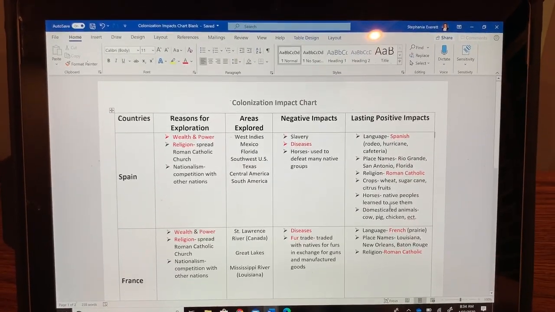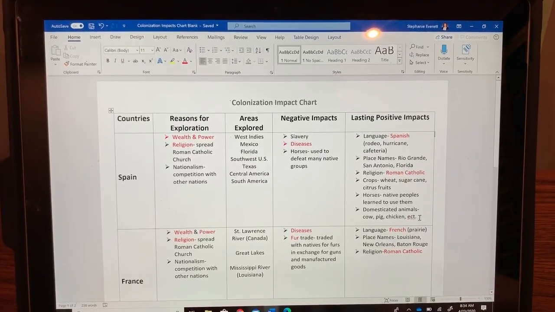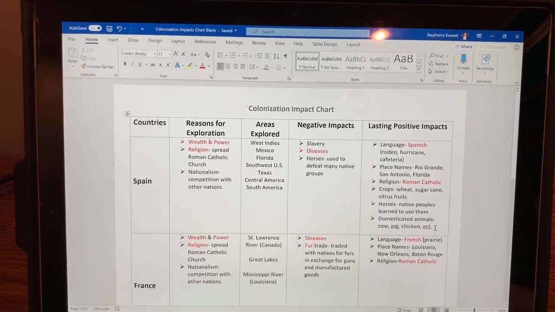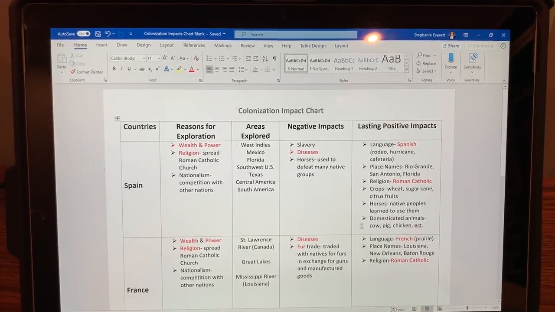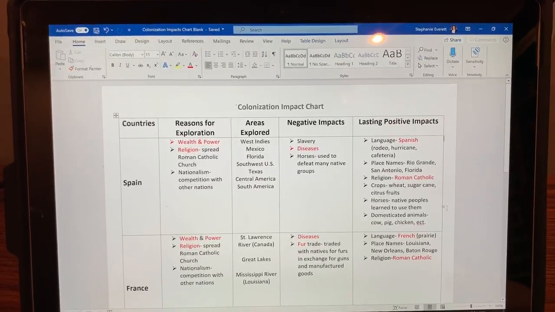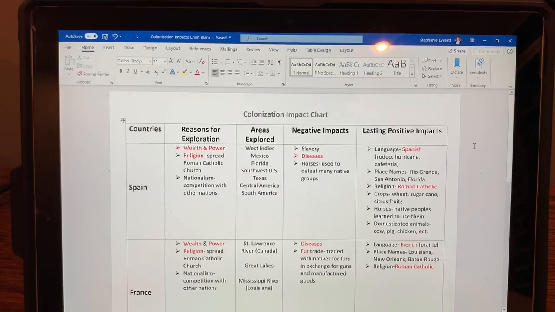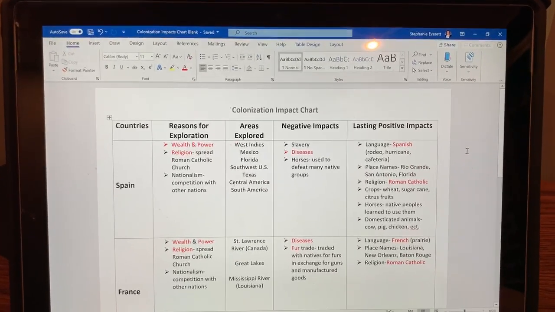We talked about horses and then domesticated animals. Once again, cows, pigs, chickens, probably our three favorite protein meats, came from Europe. These things were not here prior to European colonization. So you can thank the Europeans and colonization for your burgers and your sausage and your chicken tenders.